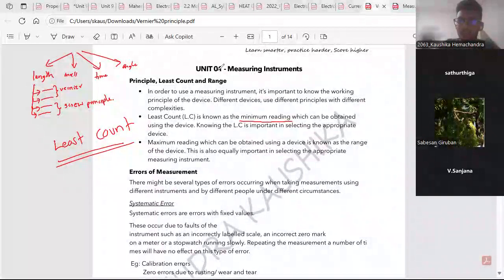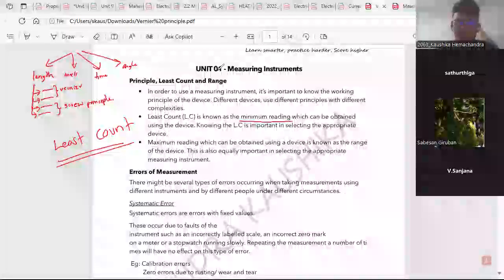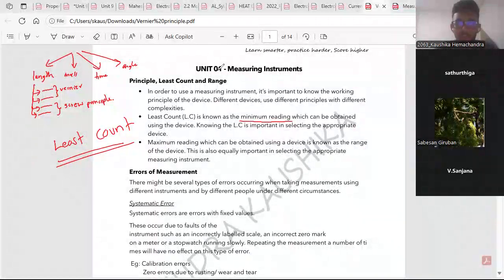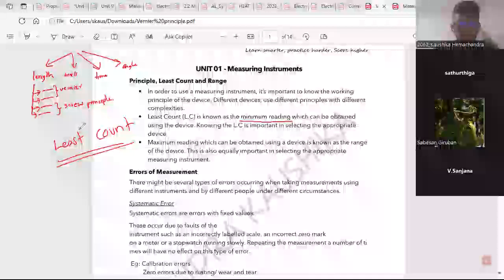So it's not just for length or anything. It's there for length measuring instruments, for mass measuring instruments, for instruments measuring time, right? Instruments measuring the angle. For every measuring instrument, there's a least count, right? So that is the main concept in this lesson, the main theory concept that we'll be going through.